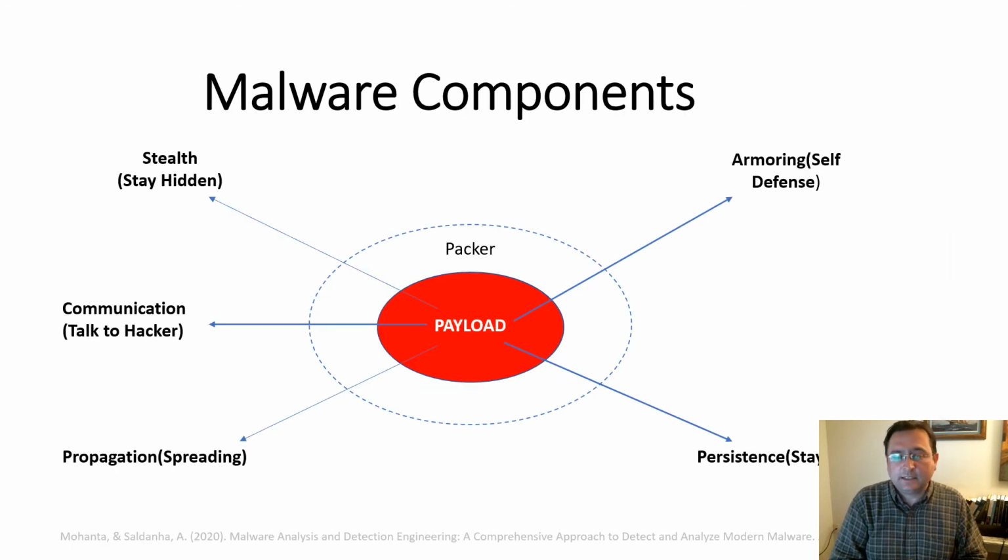And here you see a figure that shows the malware's components. So malware has the payload in the center and a packer, and malware has various features, okay, from persistence to armoring and self-defense, and propagation and spreading, communication, and they can also stay hidden and stay in a stealth mode.